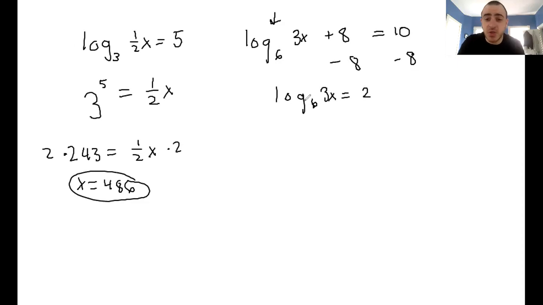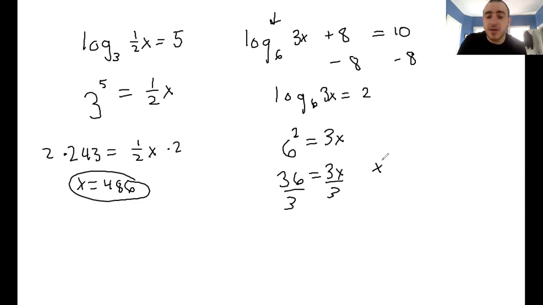And now I can switch it to exponential form. So I'm going to do the base, which is 6, the exponent, which is 2, and the answer, which is 3x. 6 squared is 36, equals 3x. To isolate the x, divide by 3, and you're left with x equals 12. Not too bad, okay? So that's how to solve logs.